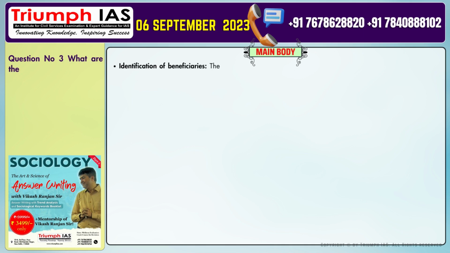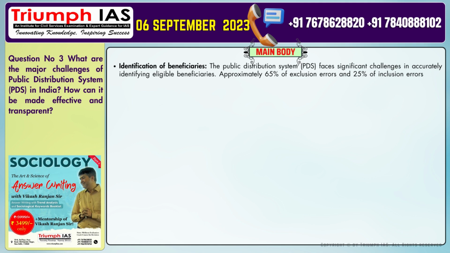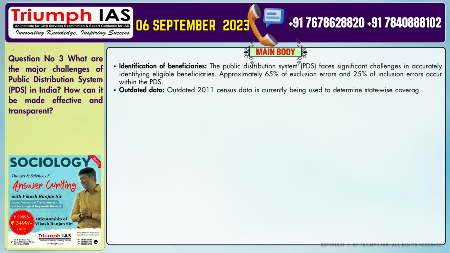Main body of the answer. 1. Identification of beneficiaries. The Public Distribution System faces significant challenges in accurately identifying eligible beneficiaries. Approximately 65% of exclusion errors and 25% of inclusion errors occur within the PDS. 2. Outdated data. Outdated 2011 census data is currently being used to determine state-wise coverage under the National Food Security Act, NFSA, leading to the exclusion of over 10 crore eligible beneficiaries from the PDS.